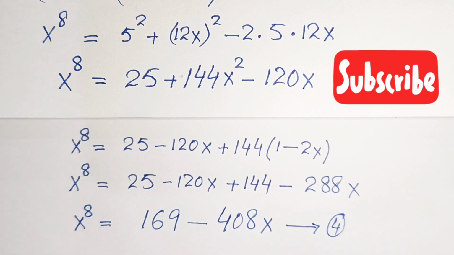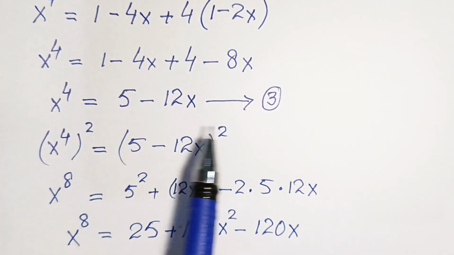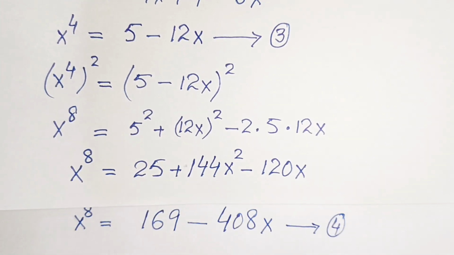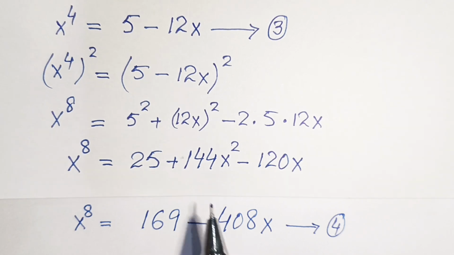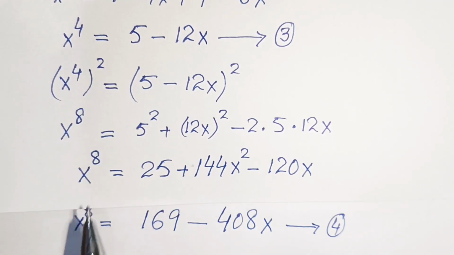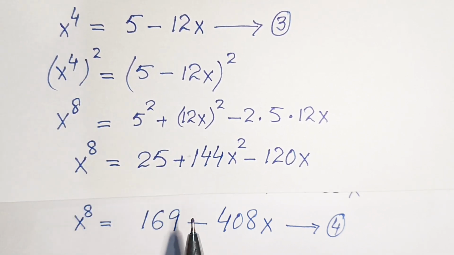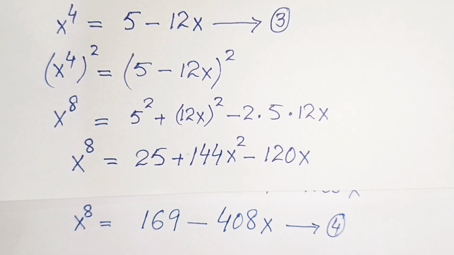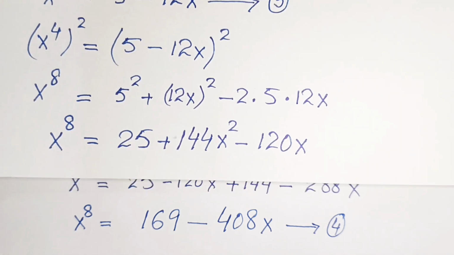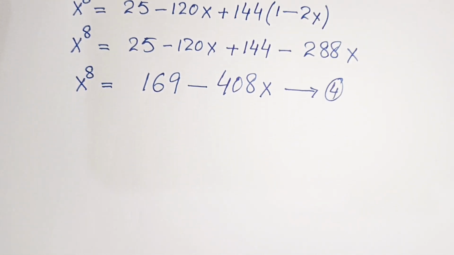Now if we see equation number 3 and equation number 4, the left hand side of equation number 3 is x to the power 4, and here we have x to the power 8. So when we multiply these two equations, we get x to the power 12 as we required. So we are going to just multiply equation number 3 and equation number 4.